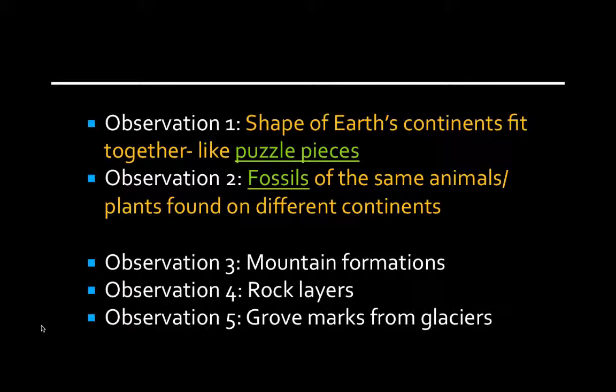And second, he noticed that there were fossils or remains of the same animals and plants that were found on the coastlines of different continents. So he found the same animal's fossil in Africa as he did in South America, which further led to support his idea that they used to fit together like a puzzle. In addition to these two, he also discovered that mountain formations were similar on different continents. There were similar rock layers and also similar groove marks from glaciers, which are giant slabs of ice.